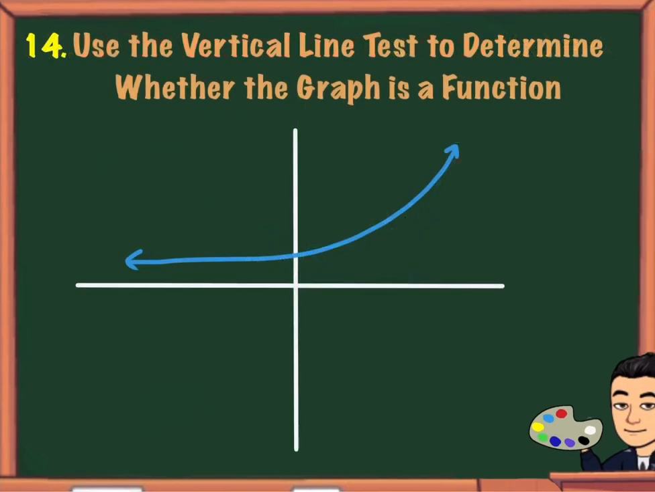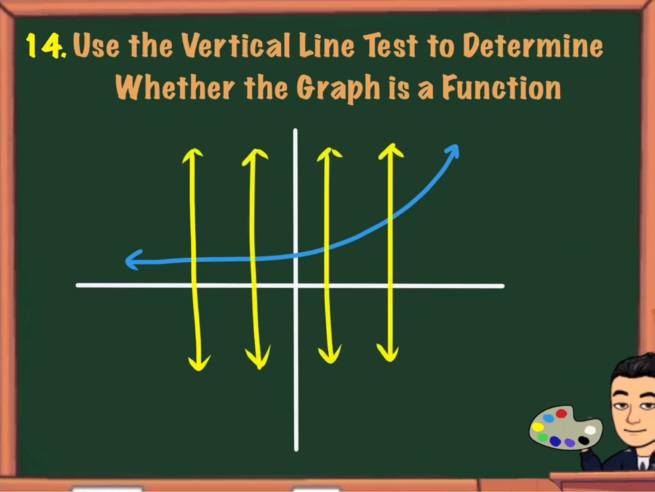For number 14, we're going to use the vertical line test to determine whether the graph is a function or not. So go ahead and draw a bunch of vertical lines, and you can see that every vertical line only intersects the graph at one point. So you want to say that this is a function.